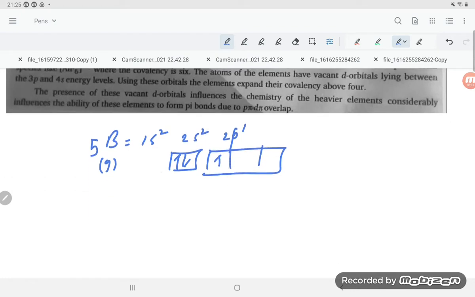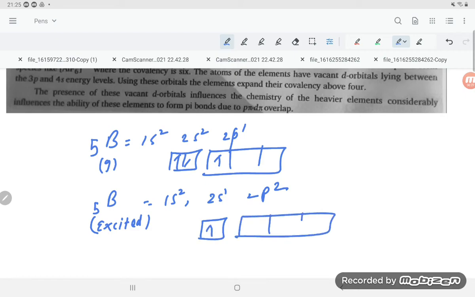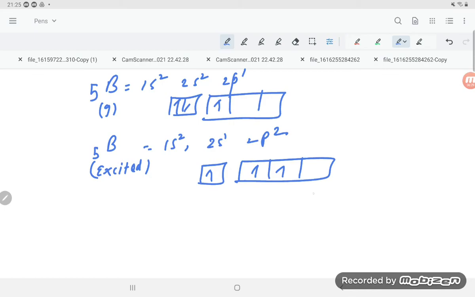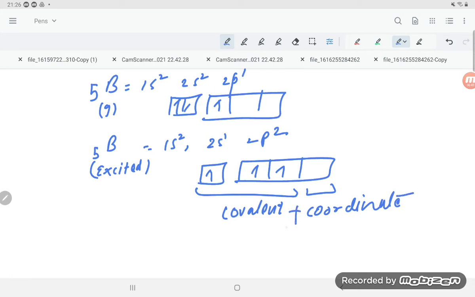Now in the excited state, boron can expand: 1s2, 2s1, 2p2. Here you can see there is a vacant orbital. So three electrons can form covalent bonds and the vacant orbital can form a coordinate bond. So the maximum covalency in the case of boron is 4.